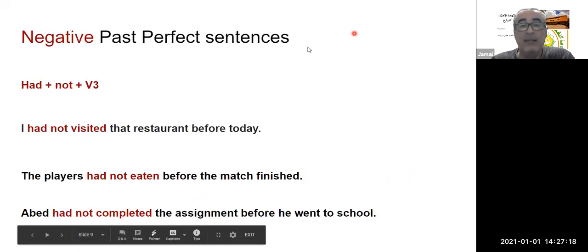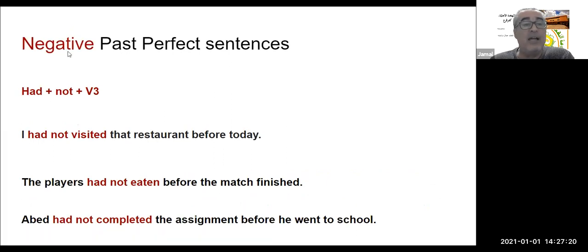All right. Let's look at this slide, which talks about the negative past tenses. How do we form the negative? It's easy. We use had, then we add not, and verb 3 stays the same. Had, not, and verb 3. For example, I hadn't visited that restaurant before today.